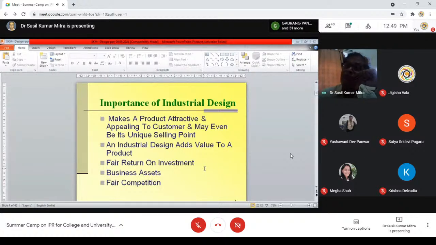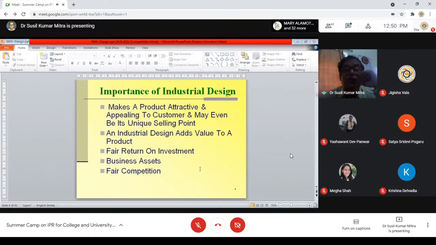The product may have some functional or technological part, but industrial design adds value to the product, and thereby you are getting a fair return on investment, and it is a business asset. It creates fair competition in the market over the competitors. Because if two competitors are producing the same product, and you are also producing the same product, only the difference in the aesthetic beauty of the product will make the customer choose your product. So design is an important part of creating market leadership.